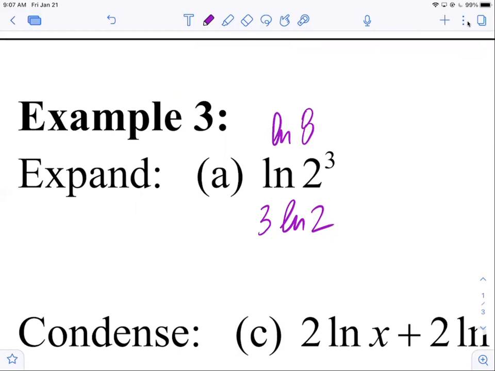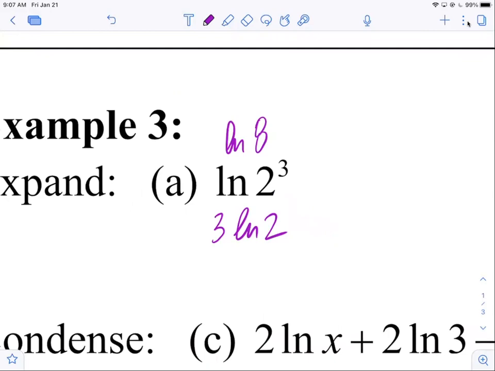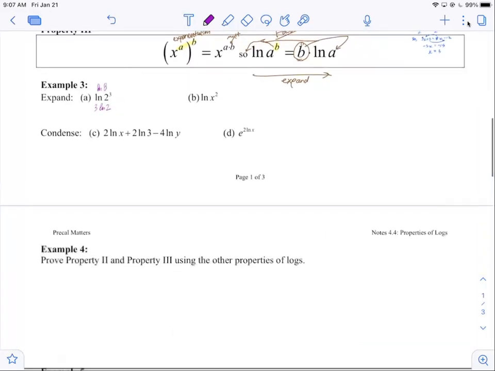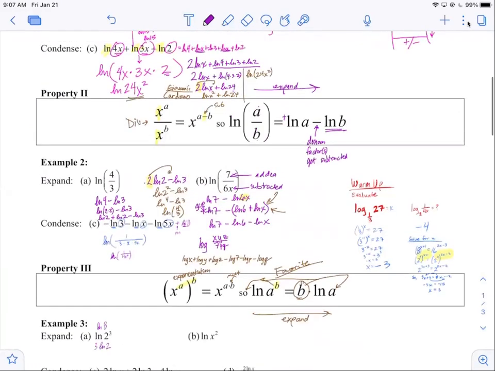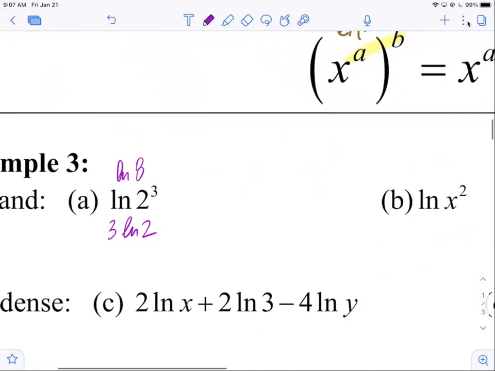Excellent. Now we can kind of prove why this works. I think I'm going to do that. Prove property 2 and property 3. Yeah, okay. I'll save that. But anyway, there you go.